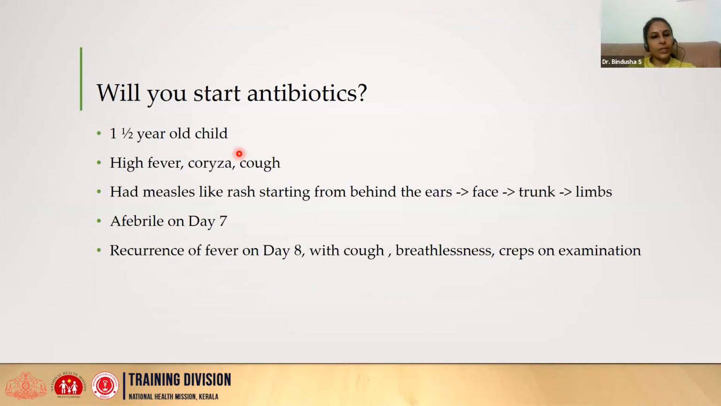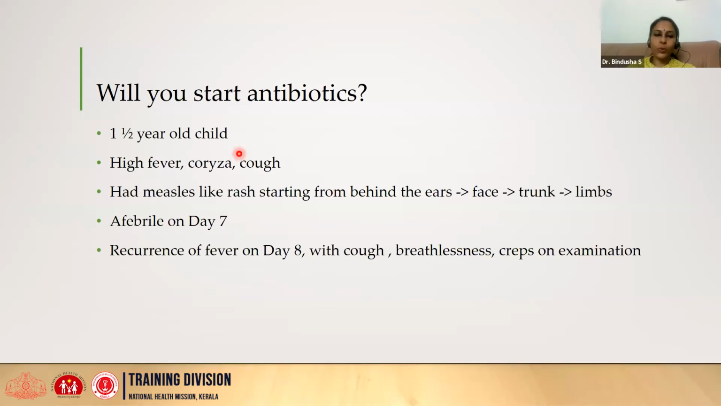And the next child is a 1.5-year-old child with fever, cough, and coryza, who had a measles-like rash with typical progress. He became afebrile on day 7. He had recurrence of fever on day 8 with cough, breathlessness, and crepitations on examination.